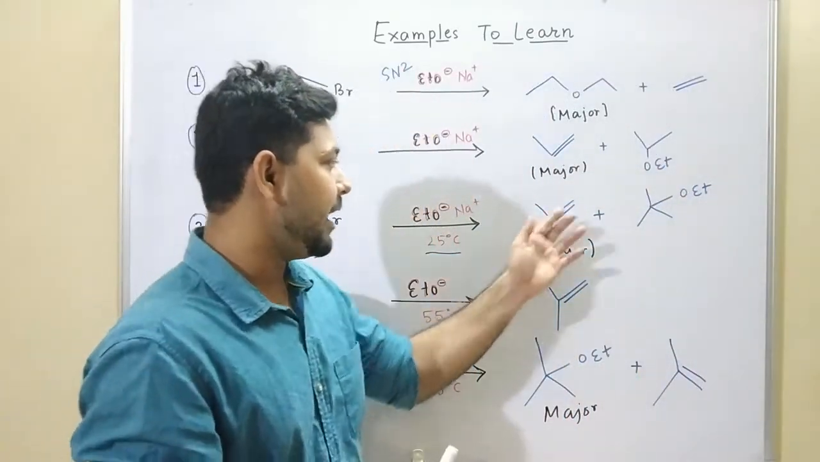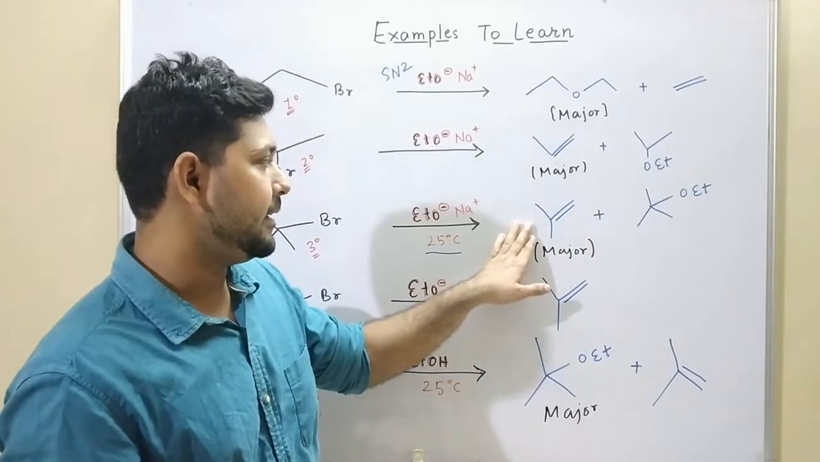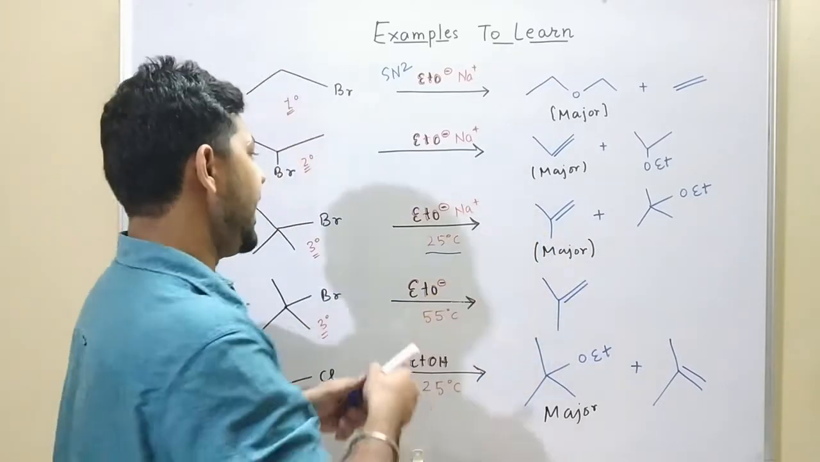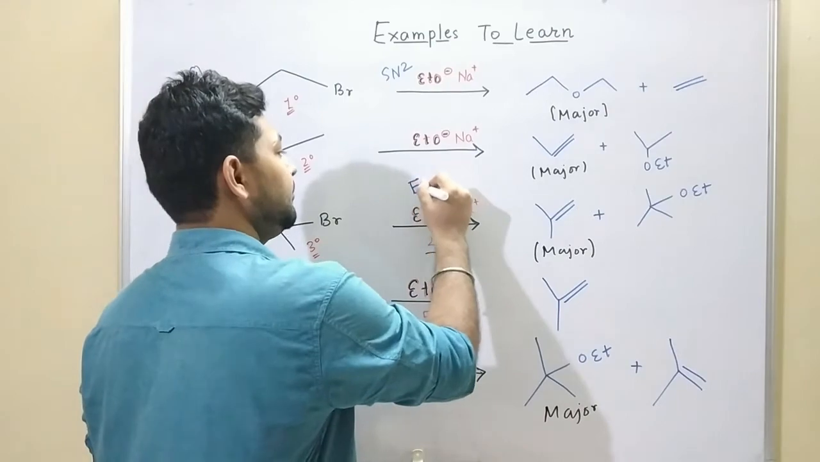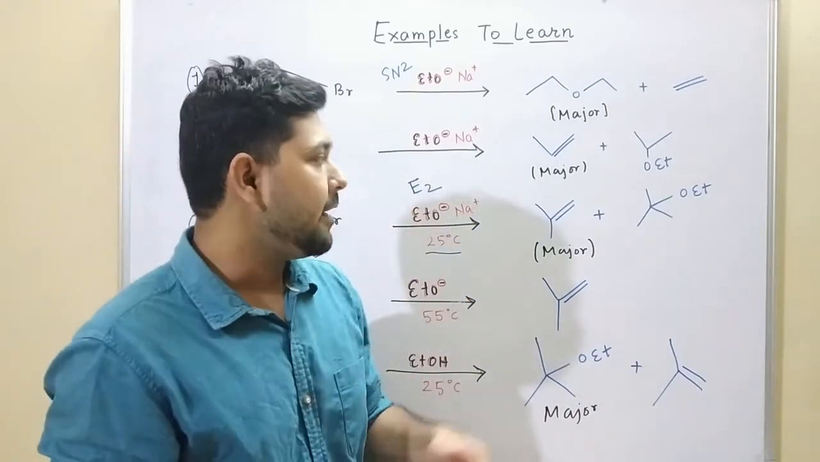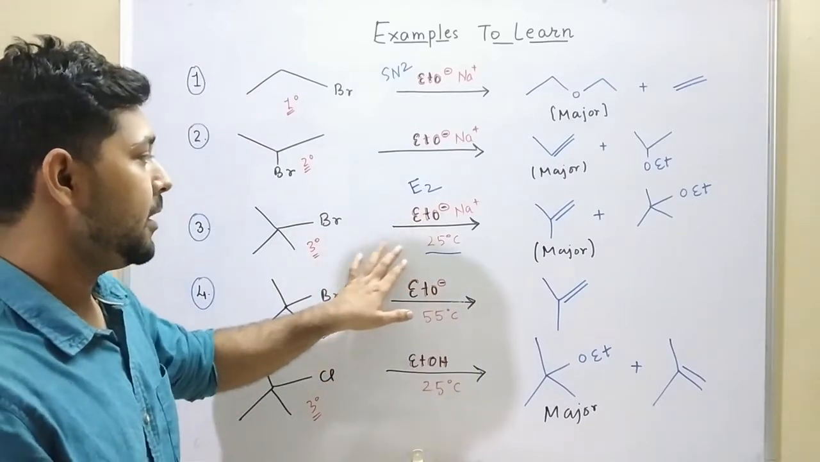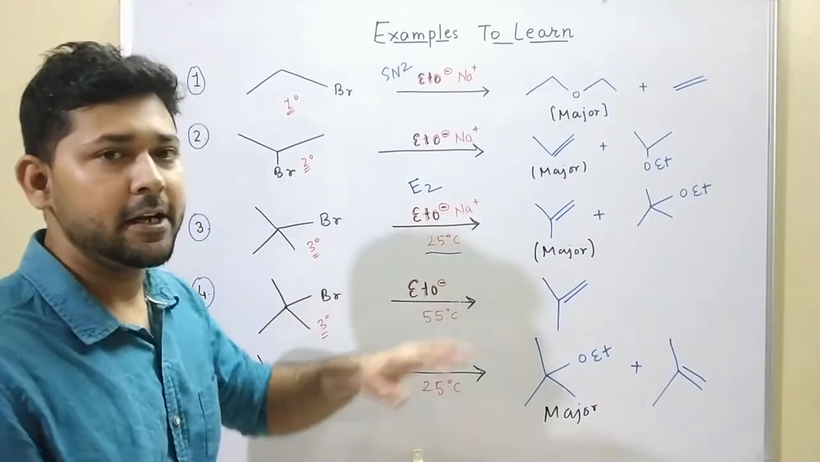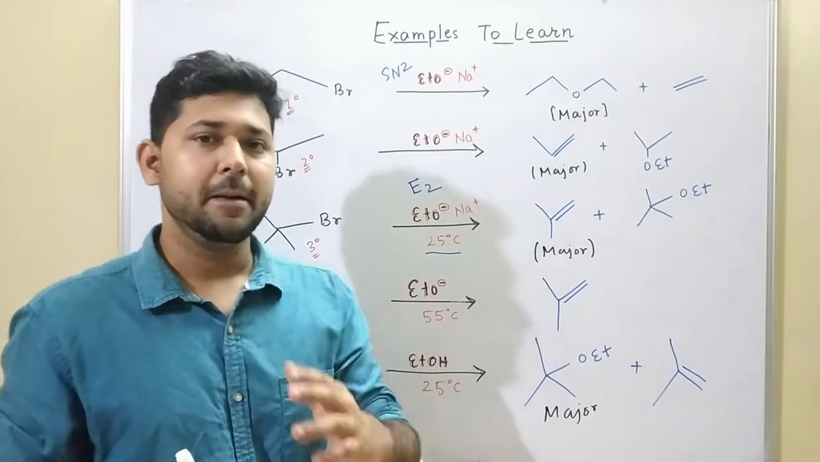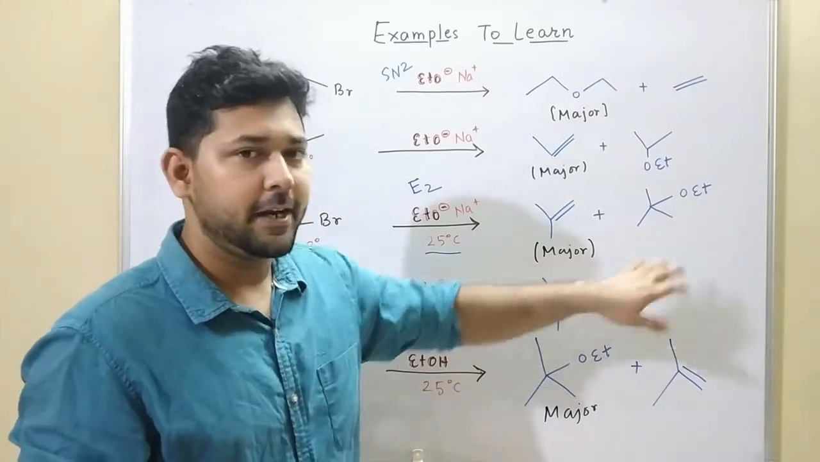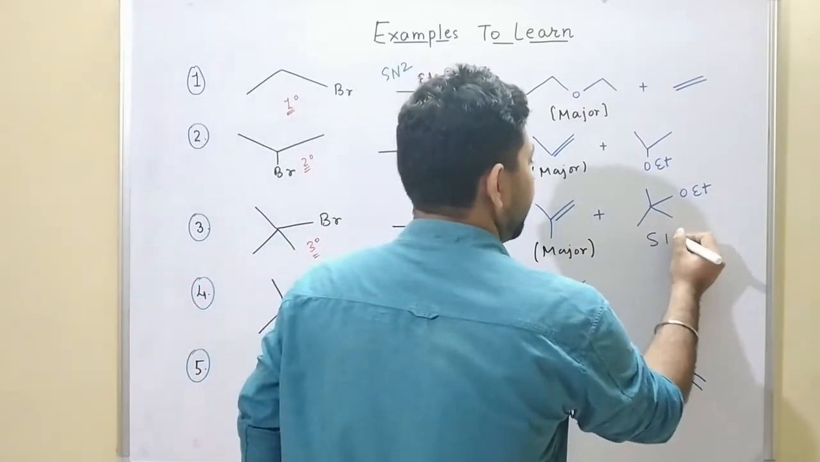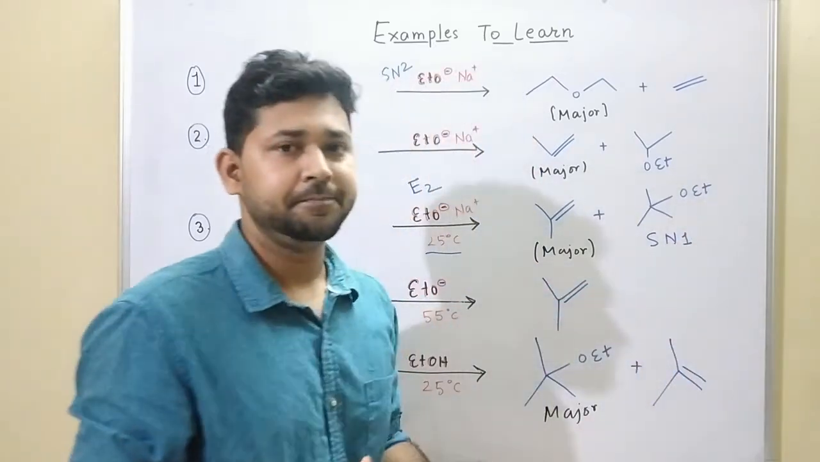Alright, so here again we got two products. This is basically the major product, and here we are going through the E2 elimination, and of course a little bit of substitution will also take place here because this is occurring at very low temperature, and at low temperature the product we are getting is the SN1 product, right?